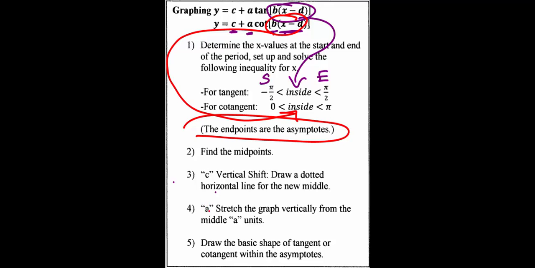A used to be amplitude for sine and cosine, but for tangent and cotangent we don't have an amplitude. All we have really is a vertical stretch. So we will stretch the graph vertically from the middle. Wherever the middle of our graph is indicated by the vertical shift, the vertical stretch from the points will be indicated by A. And then we will draw the basic shape of tangent or cotangent within their asymptotes.